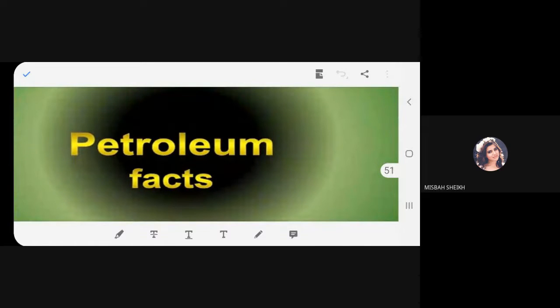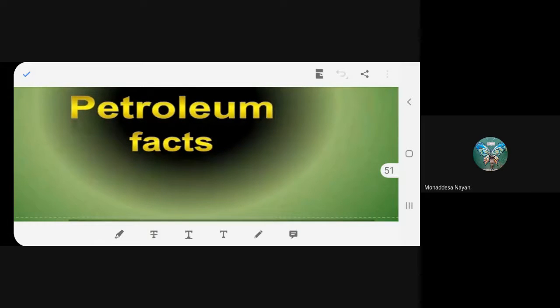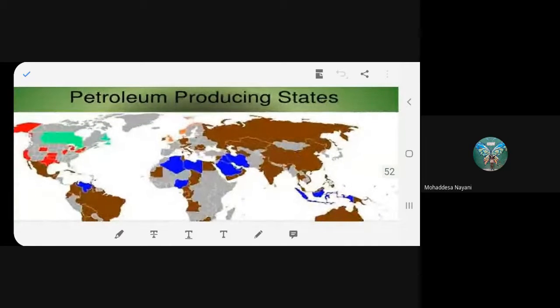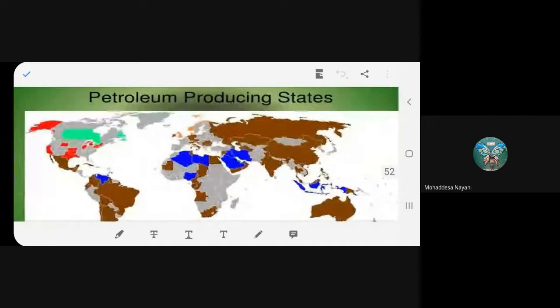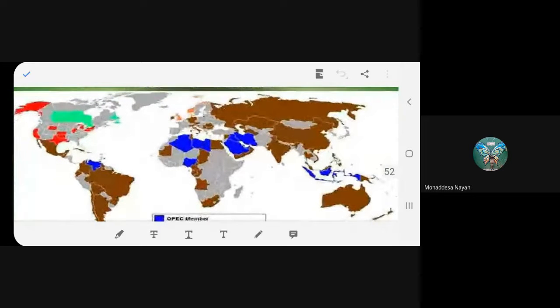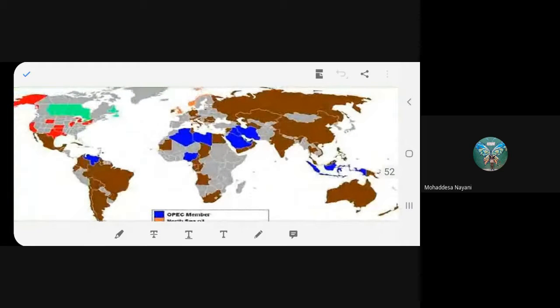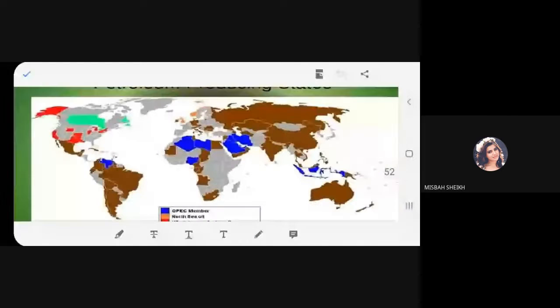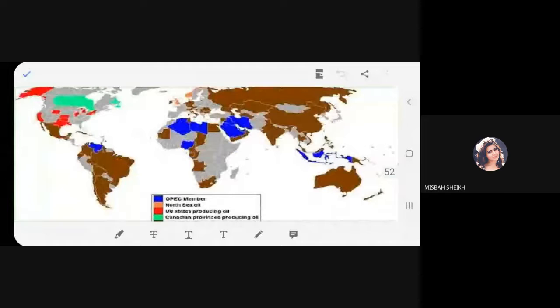What are we going to read? The facts about petroleum that we do not know. This we are going to learn. Right, beta? These are petroleum producing states, rather, we can call it countries. Except gray color. You can see this is the gray color. I think you know that. The other colors, all are producing petroleum.